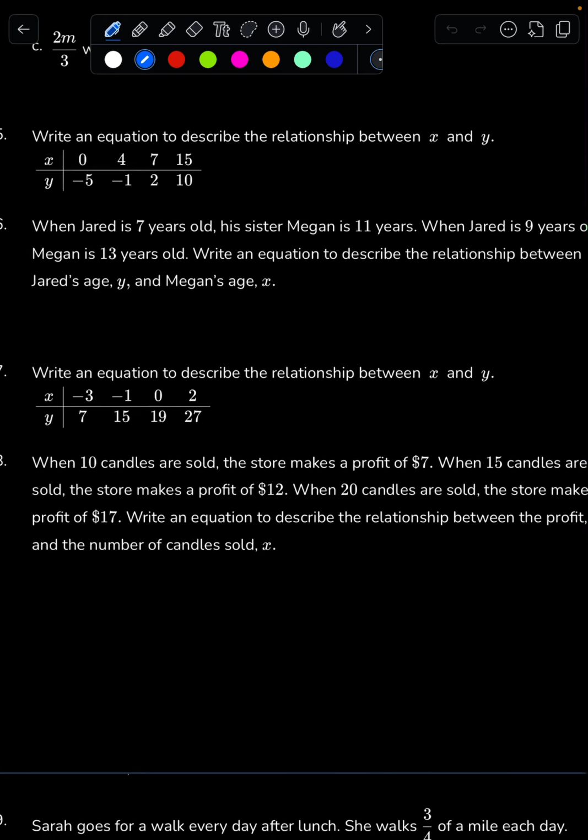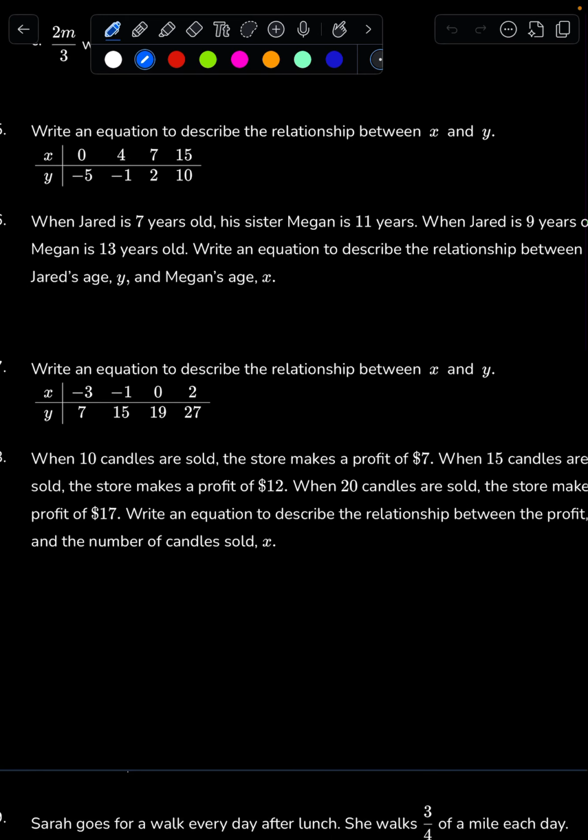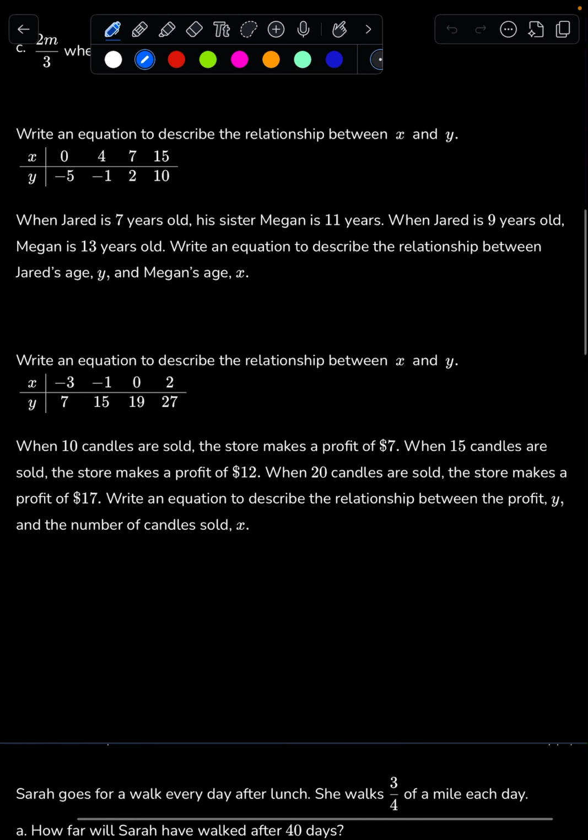It says, when Jared is 7 years old, his sister Megan is 11 years. When Jared is 9 years old, Megan is 13 years. And it wants us to write an equation to describe the relationship between Jared's age, y, and Megan's age, x.